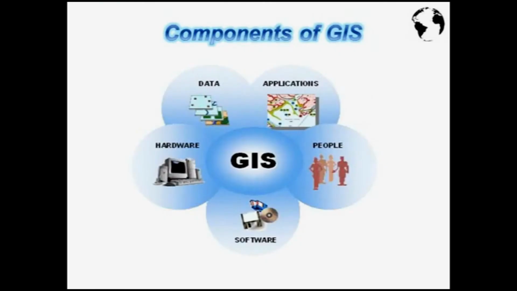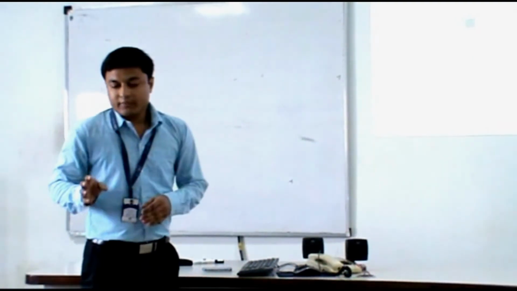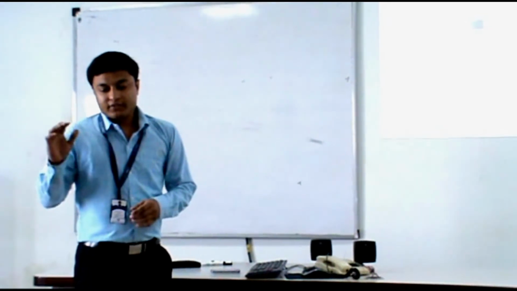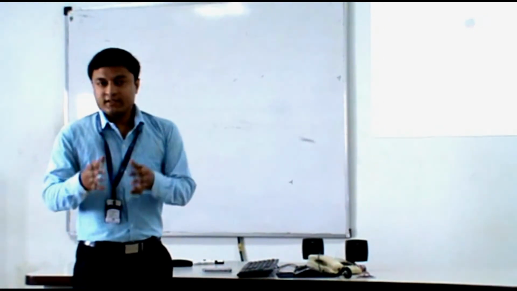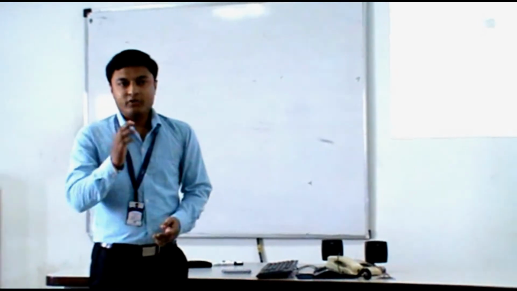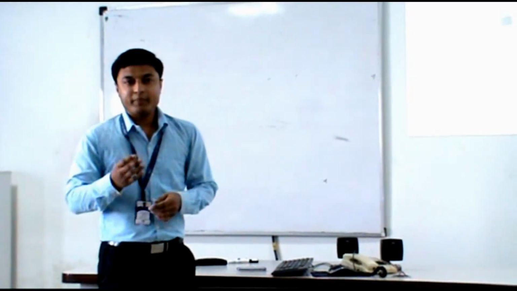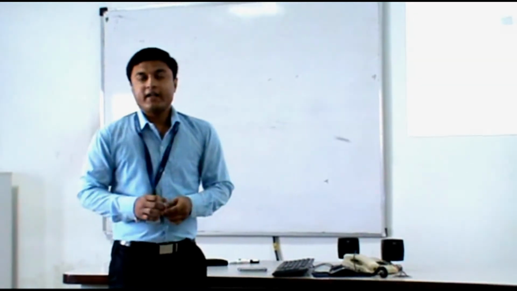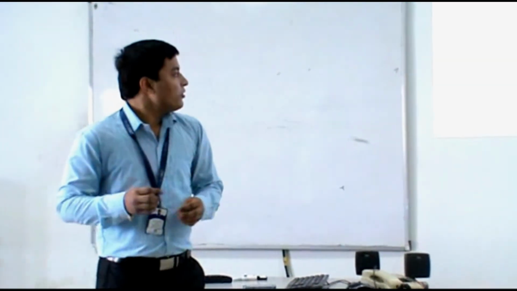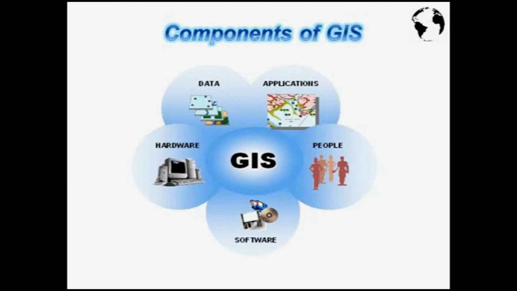Then the components of GIS. These are the components that are used for getting the data. First of all, the people. Sometimes we see on a bridge some people have one type of device and find out the angle of the bridge. Then land survey and people population survey. So people are used for getting the data from different locations.